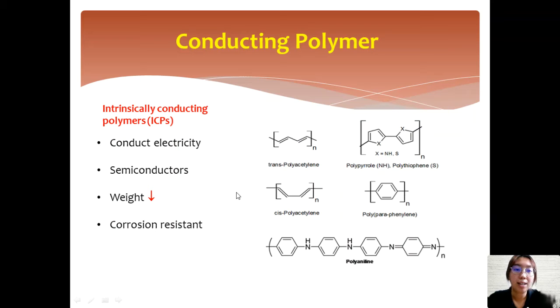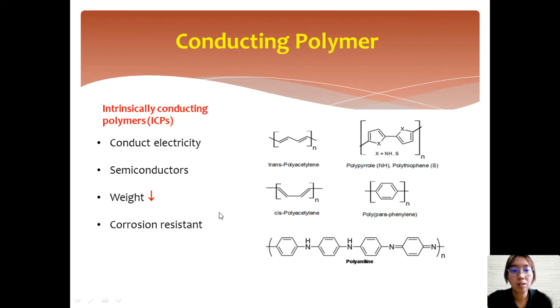Polymers have been known as insulating materials and are often used to insulate cables and electrical devices. But there are also a number of polymers that are electrically conductive, which are known as intrinsically conducting polymers. The electrical conductivity of this polymer is based on the presence of conjugated double bonds along the polymer backbone. It's not like traditional polymer. This polymer exhibits high electrical conductivity and can act as semiconductors. It also has various advantages over metals as it is lighter in weight and corrosion resistant.